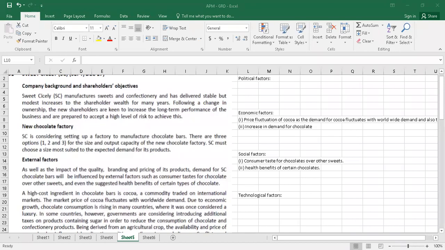In some countries, however, governments are considering introducing additional taxes. Now, any decision about tax is a political decision. If there is a law or a regulation relating to that, it is a legal aspect. Of course, now we are looking at both the political and the legal aspects together. So any decision about the tax structure is a political factor. So why does the government want to do this?